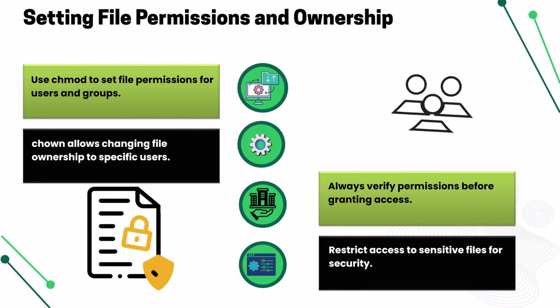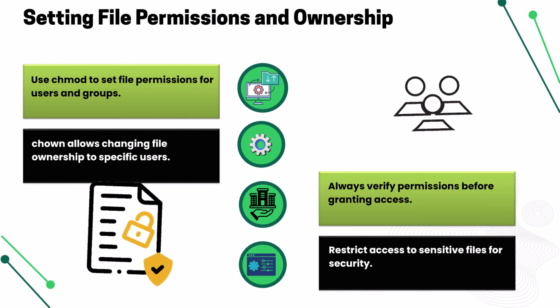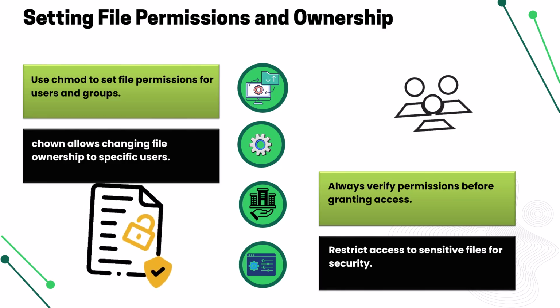File permissions might sound technical, but they are like VIP passes to data access. Using chmod, we control who can read, write, or execute a file. Chown lets us hand over ownership, but let's make sure we're not giving away keys to the kingdom. Always double-check permissions, especially when handling sensitive files, because an open file is like leaving your front door wide open.